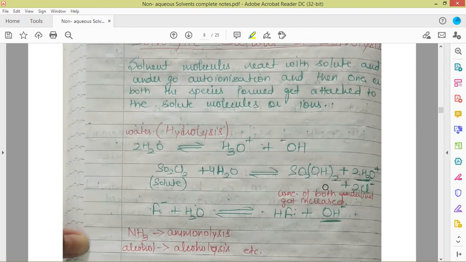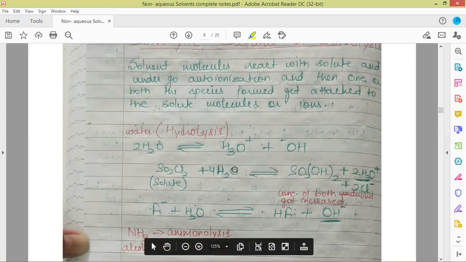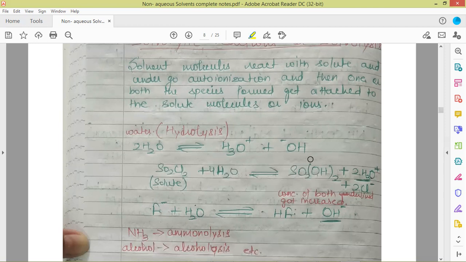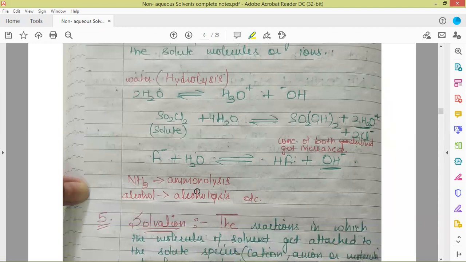Here the concentration of the acid characteristic of the solvent has increased. Such solutes either increase the acid characteristic or the base characteristic of the solvent, based upon the part with which they have attached. Here it has attached with the basic part of the solvent, the anion characteristic of the solvent, so it has increased the concentration of the cation characteristic of the solvent. Similarly, if we take F negative, it will combine with H positive, so it will increase the base characteristic of the solvent.